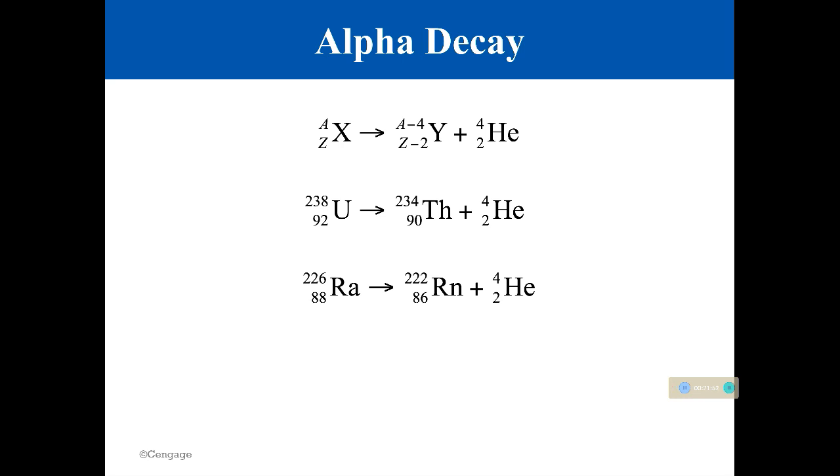Okay? Ra versus Rn. I believe Ra is radium. Rn is radon. Yes, I agree. Okay?